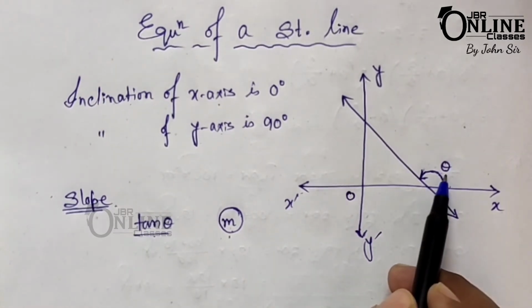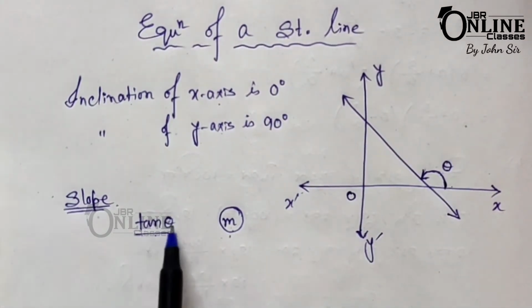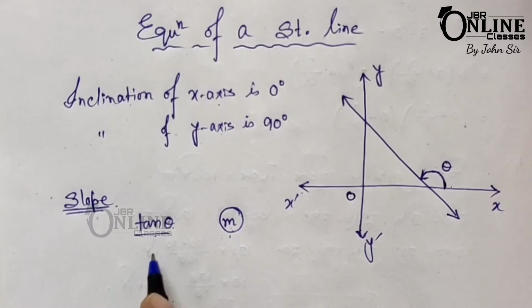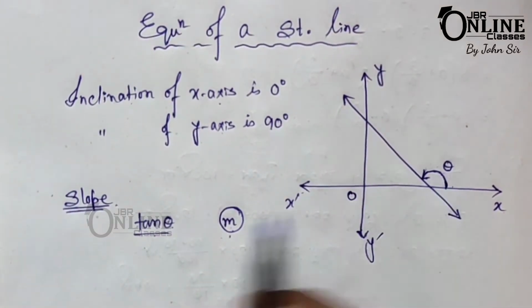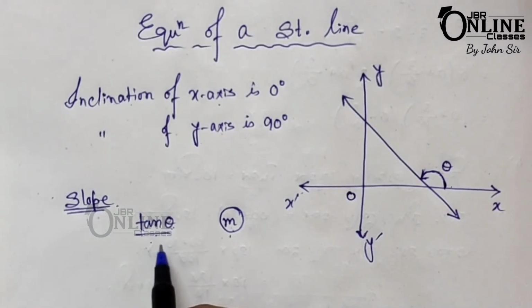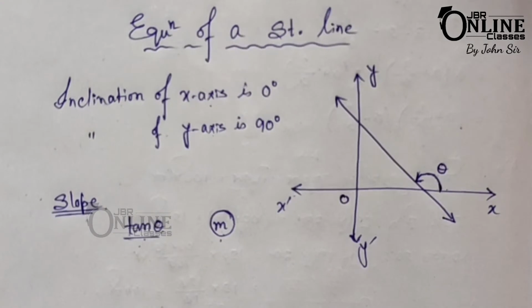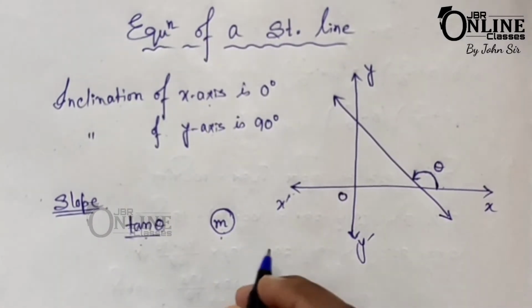That means if theta equals 30 degree, then slope equals tan 30, and the value of tan 30 equals 1 by root 3. If theta equals 60 degree, then it will be tan 60, and the value of tan 60 equals root 3. Now next thing is equation of a line.